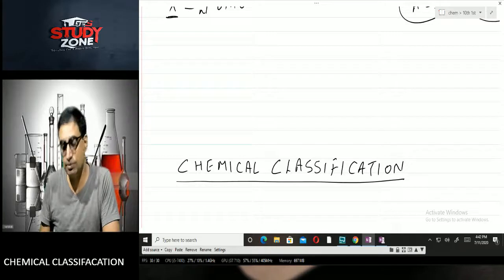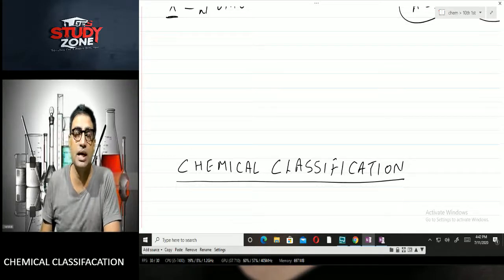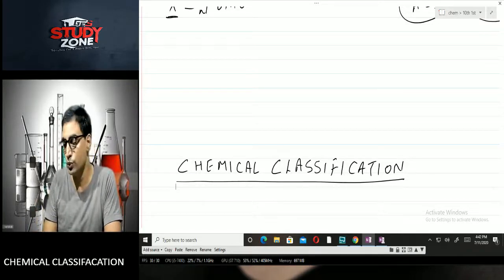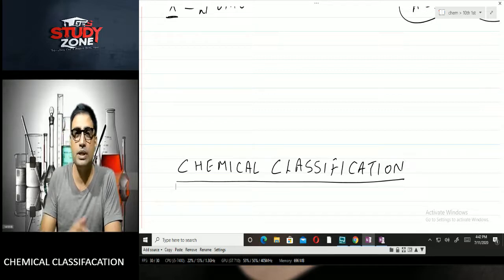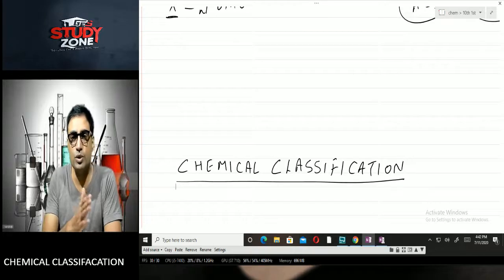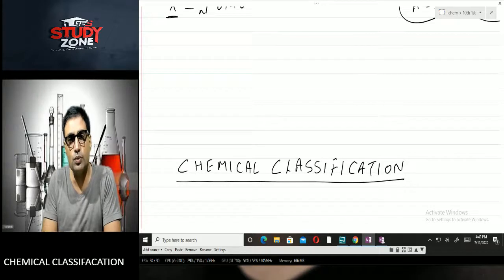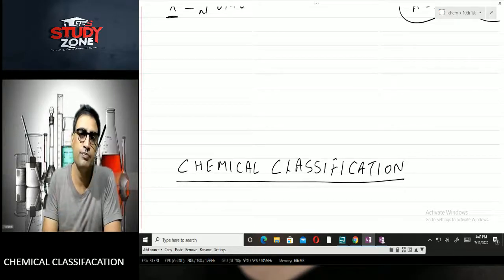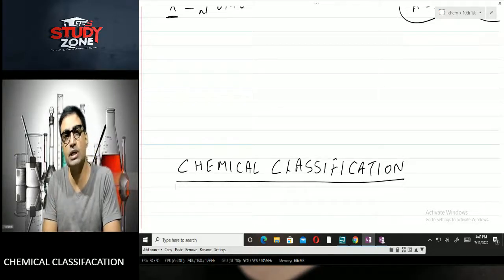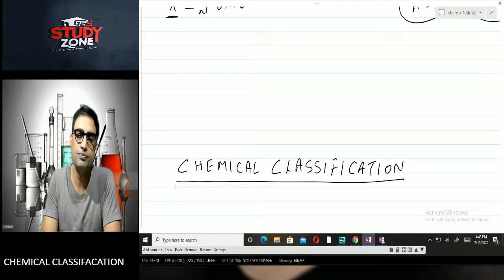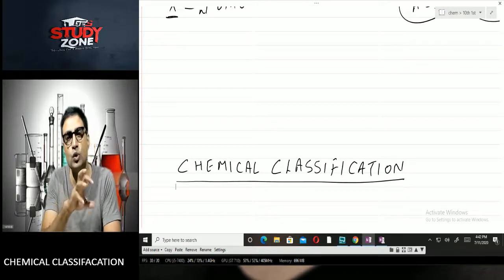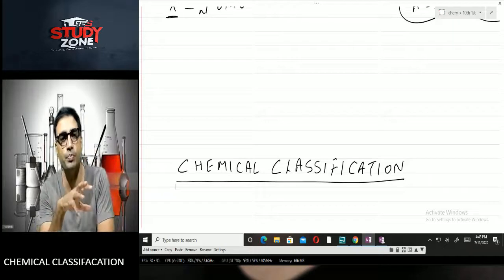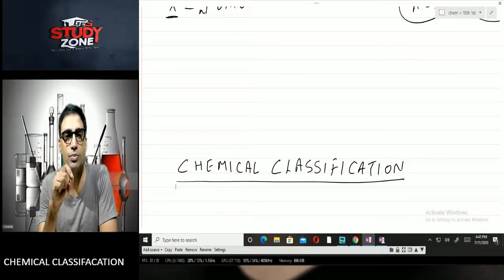Well, as far as the elements are concerned, as the knowledge of elements grew, it became difficult for human beings to remember all their chemical and physical properties. So they thought, why not classify them in such a way that elements having similar chemical properties will be grouped together, so that if you know the chemical and physical properties of that group, you know the chemical and physical properties of all the elements which belong to that group.